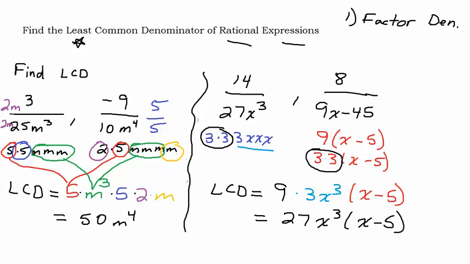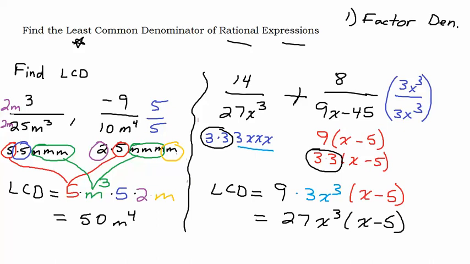When you're going to be asked soon to add these fractions together, then you would have to figure out, what do I want to multiply this fraction by to get my least common denominator? And it's going to be the stuff from the other fraction that wasn't shared, which is this 3x to the third business.